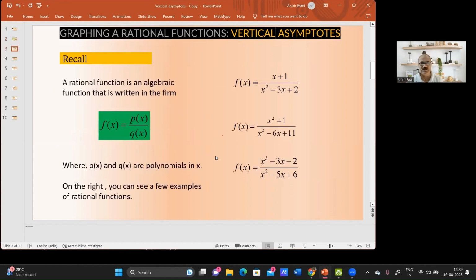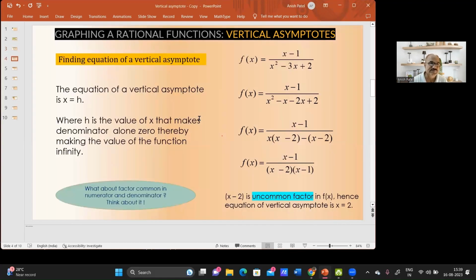So let's see what a rational function is. A function which is written in the form of p(x) over q(x), which means a polynomial in the numerator and another polynomial in the denominator. Here are three examples. Each one of these is rational because there is a polynomial in the numerator and a polynomial in the denominator. Okay, very good. So now coming to vertical asymptote.